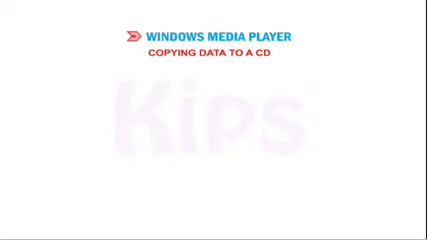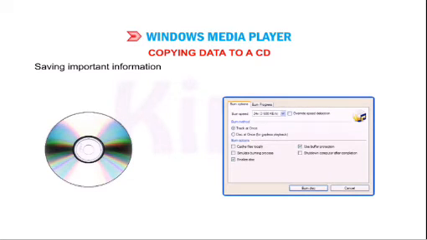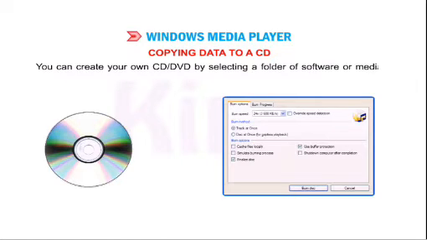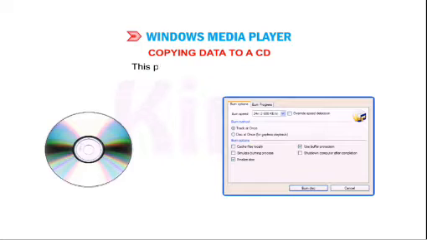Copying data to a CD. Saving important information on a CD or DVD is as easy as saving on a hard disk. You can create your own CD or DVD by selecting a folder of software or media files and dragging it to the CD or DVD icon in the computer folder. This process is known as burning.